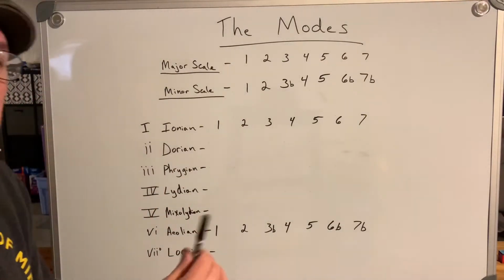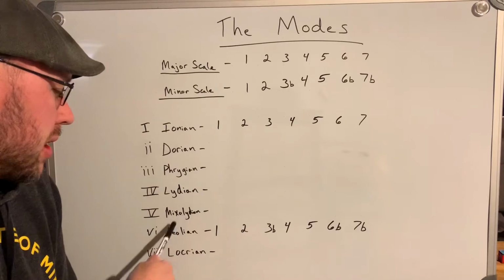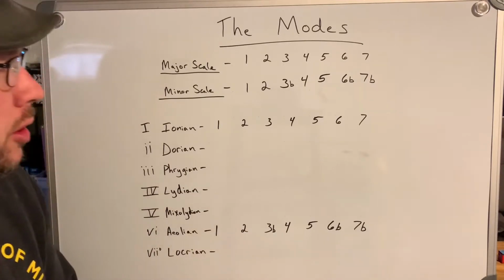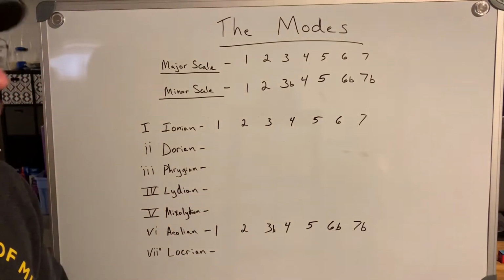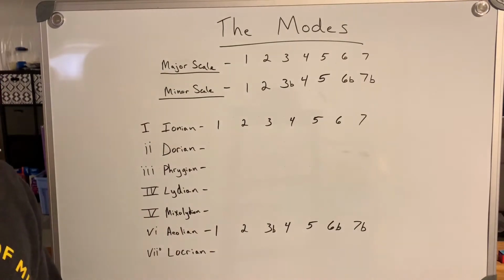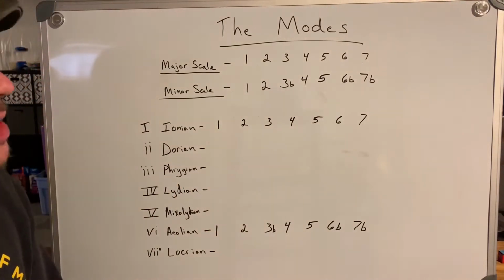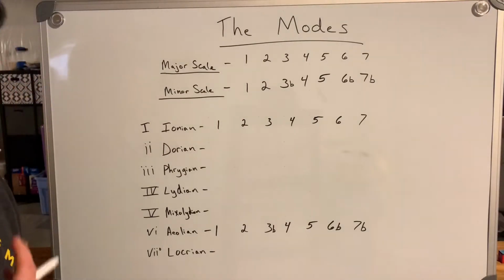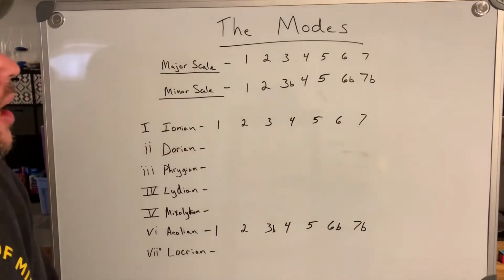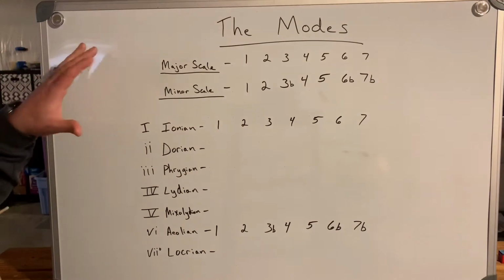The modes, you've heard of them: Ionian, Dorian, Phrygian, Lydian, Mixolydian, Aeolian, Locrian. I'm sure you've been jamming with somebody and they've brought up Lydian or Dorian mode, or in your travels you've come across that. You might not understand it though. So that's what I'm going to do. I'm going to make it a little easier to understand.